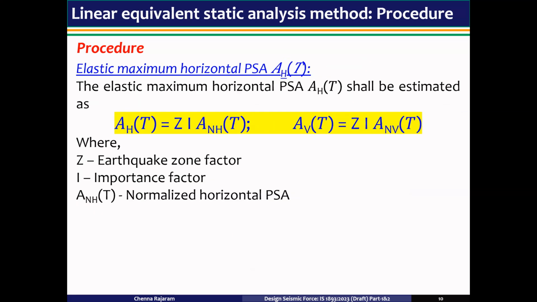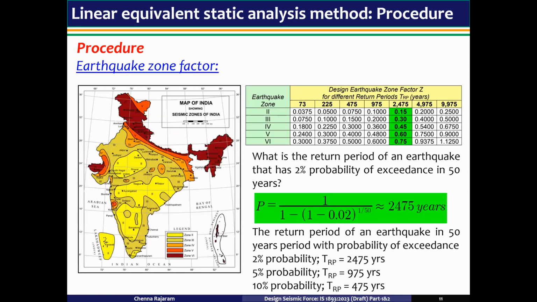How to calculate the elastic maximum horizontal PSA? The elastic maximum horizontal PSA shall be estimated as AH of t is equal to Z into I into ANH of t. Similarly, in vertical direction, AV of t is equal to Z into I into ANV of t, where Z is equal to earthquake zone factor, I is equal to importance factor, and ANH of t is normalized horizontal pseudospectral acceleration.